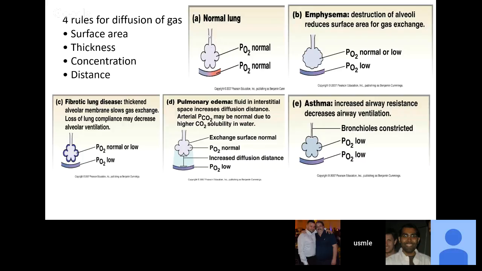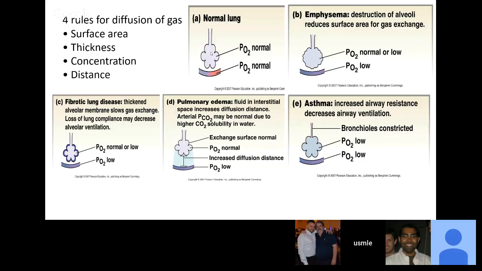Remember that the exchange of gas starts from here and goes to the alveoli. So if you have any thickening or fibrosis, what's going to happen? No gas diffusion. It means that the lungs are going to be pretty much very small, as the size goes.